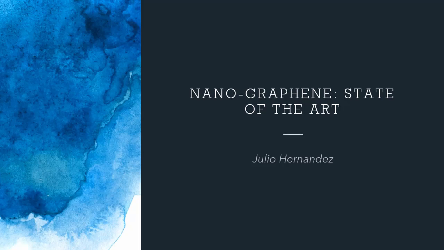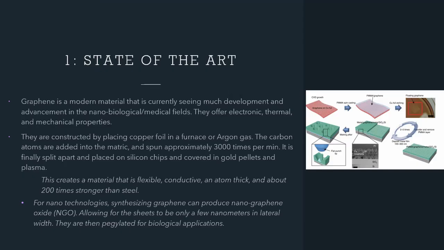Hello, this is Julio Hernandez with our nanographene presentation. I'll be going over the first part, the state of the art of nanographene. To begin, graphene itself is a modern material that is seeing a lot of use, development, and advancements in the nanobiological and medical fields, as it offers electronic, thermal, and mechanical properties that see much diverse use in those fields.